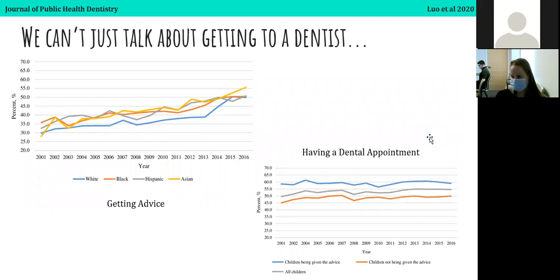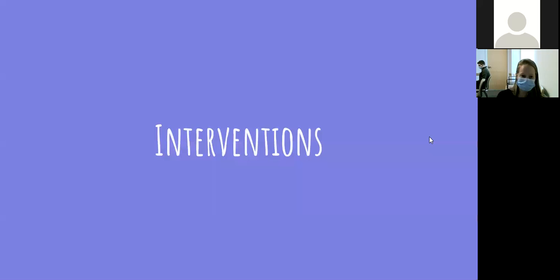But we can't just talk about getting to a dentist. This is a study I found interesting, which looked at medical expenditure data on about 120,000 kids between the years of 2001 and 2016. And they found that across all groups, we were getting better at advising kids and parents about seeing a dentist and about dental care. But over that time, there was literally no difference in how frequently these kids were actually getting to a dentist.